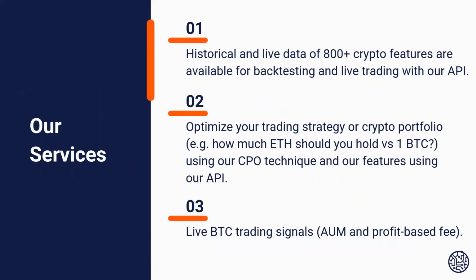Next slide, please. Now you can use these services through our API. So we do provide the historical as well as live data of those 800 plus crypto features, apart from other features as well, for backtesting and live trading with our API. So you can create a meta labeling model as well as CPO using those features. Now you can optimize your trading strategy using meta labeling and create a crypto portfolio using the features and CPO using our API. We also provide a WebSocket API to send out trading signals on a BTC USDT perpetual future trading strategy that we just described before. They are essentially real-time entry and exit signals. And that offering is also AUM and profit-based fee.